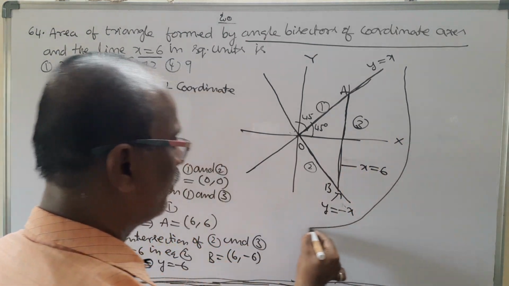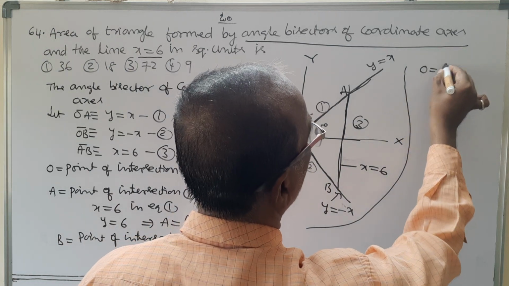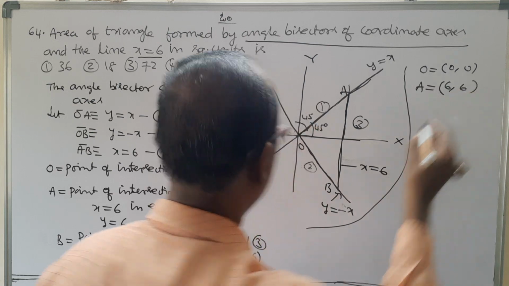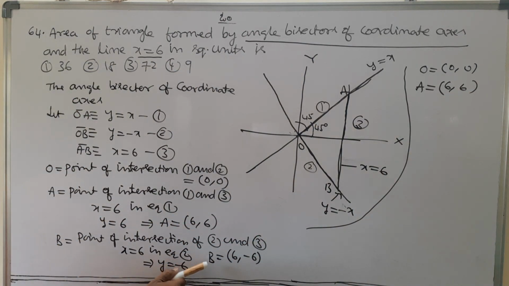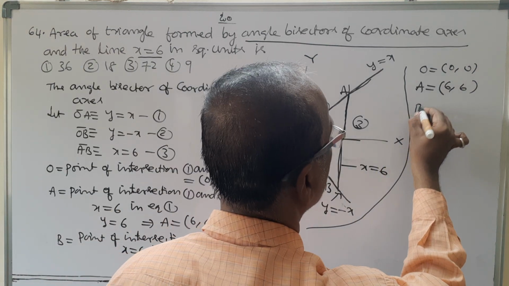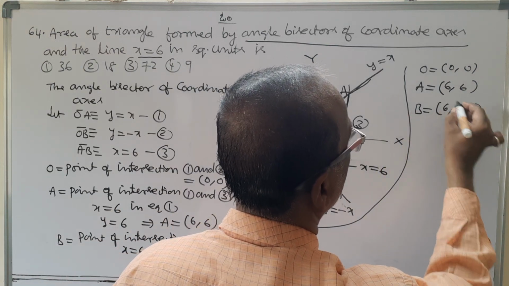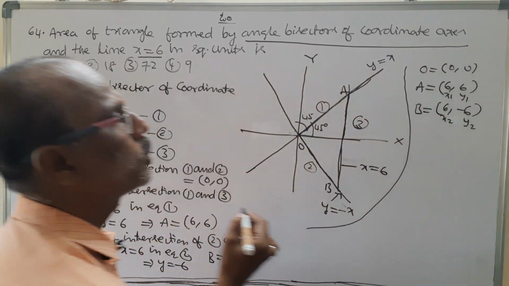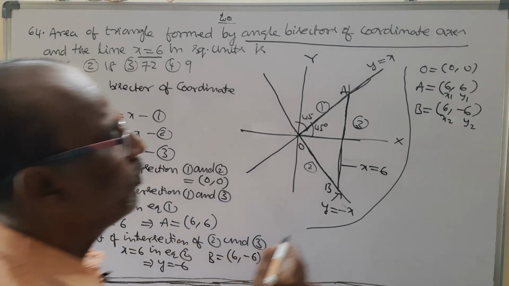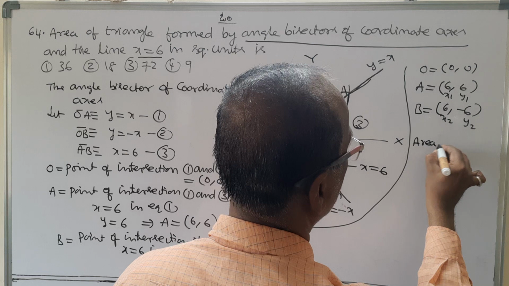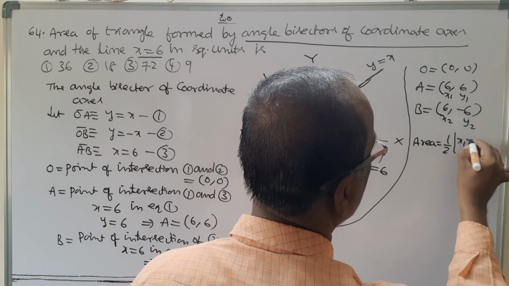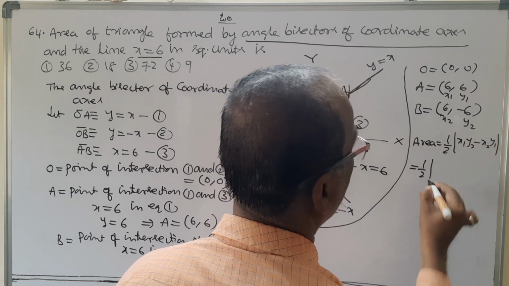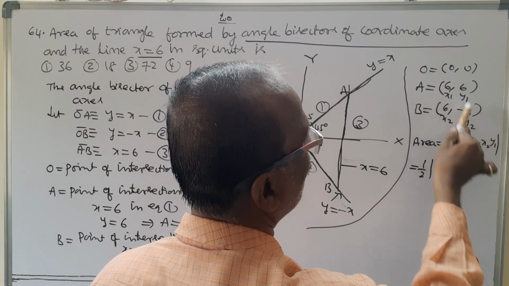Here all vertices of triangle OAB: O equal to 0, 0, A equal to 6, 6, B equal to 6, minus 6. This coordinate is x1, y1, this is x2, y2. If one vertex is 0, 0, then the area formula is half of mod x1 y2 minus x2 y1. Here x1 is 6, y2 is minus 6.